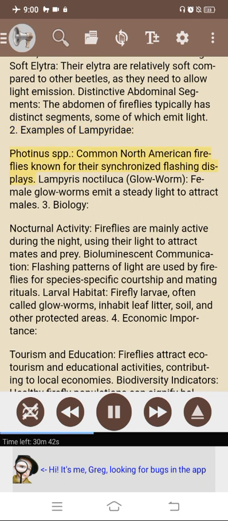2. Examples of Lampyridae. Photinus spp.: common North American fireflies known for their synchronized flashing displays. Lampyris noctiluca, glowworm. Female glowworms emit a steady light to attract males.